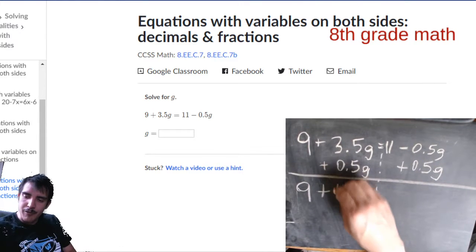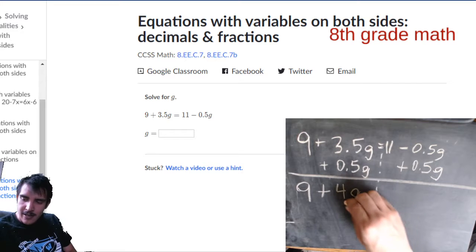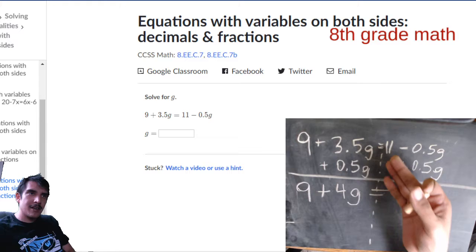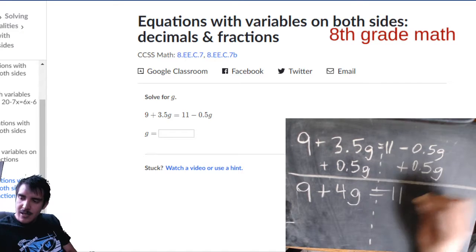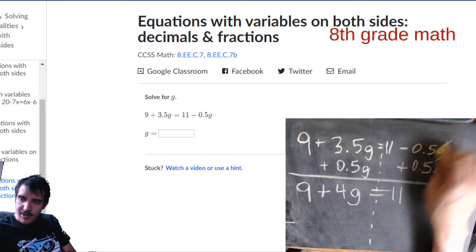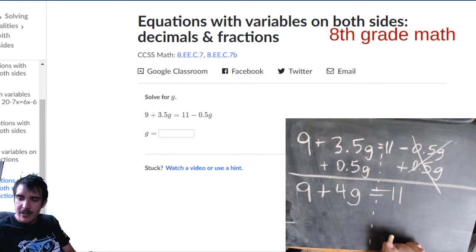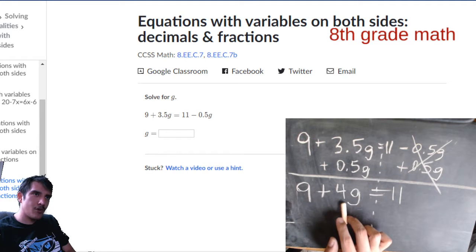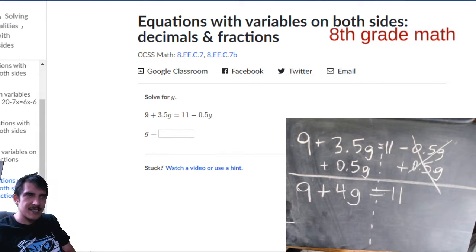We're going to bring down 9 plus 3.5g plus 0.5g. That makes a perfect 4g, like the 4G network. Next, 11 gets brought down. And then negative 0.5g plus 0.5g are opposites, so they're gone. Now we want to get g by itself on this side. We've got a 4 coefficient and a 9 constant.